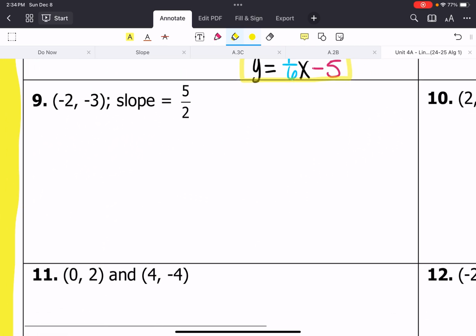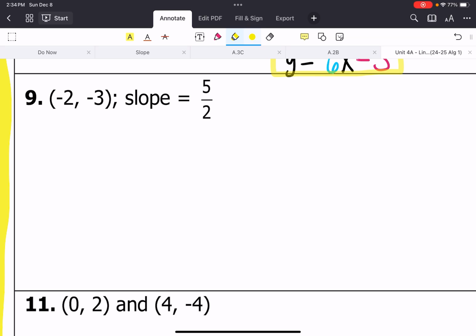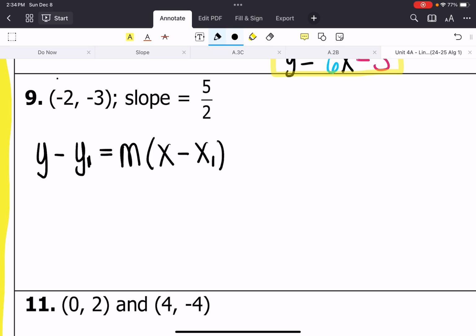Okay, for the last part, notice how now you're being given a point and the slope. This is now where we use the point-slope form. And your point-slope form is y minus y1 is equal to m times the difference of x minus x1. x1 is negative 2 for this one, y1 is negative 3, and m is 5/2.